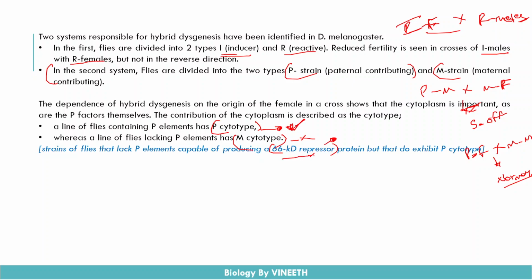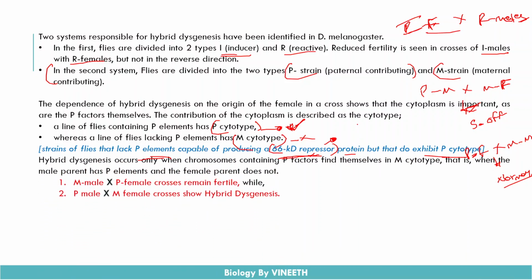This 66 kilodalton repressor will bind to the P elements and repress their activity. So strains that lack P elements but are capable of producing the 66 kilodalton protein also exhibit the P cytotype condition. That means they can also be considered as P cytotypes, parental contributing cytotypes. Now, as I've said, when you cross the maternal contributing male, the M cytotype male, with the paternal contributing female, the P cytotype female, this will result in fertile offspring.